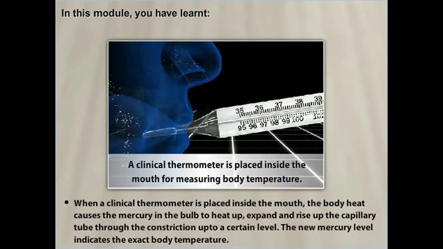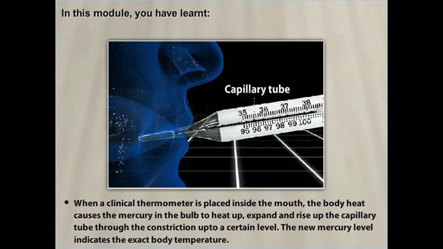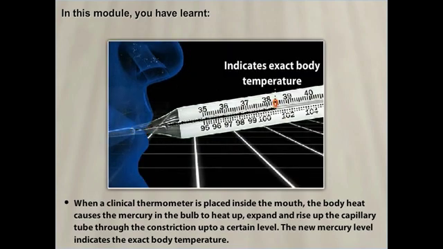When a clinical thermometer is placed inside the mouth, the body heat causes the mercury in the bulb to heat up, expand, and rise up the capillary tube through the constriction up to a certain level. The new mercury level indicates the exact body temperature.